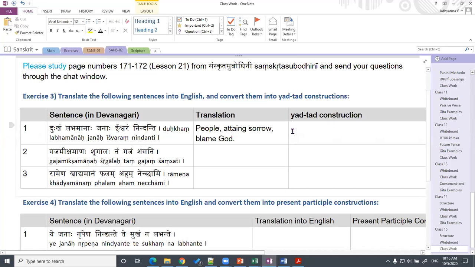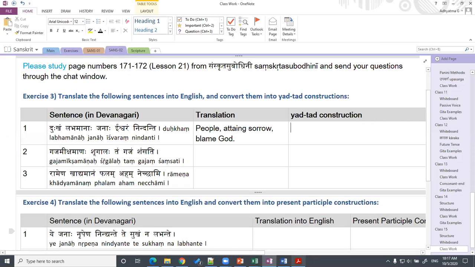So this is the second part of the exercise. Convert them into yat-tat construction. So if you read the chapter of the book, the way author has tried to explain the concept of participle, he has taken the route yat-tat construction first, and because yat-tat construction has been explained in the previous chapter, relative and correlative clause, he is basically saying that you understood this structure already. Based upon understanding of this structure, now you can understand the participle. So this is one methodology. Remember, this is not the only way to understand participle.